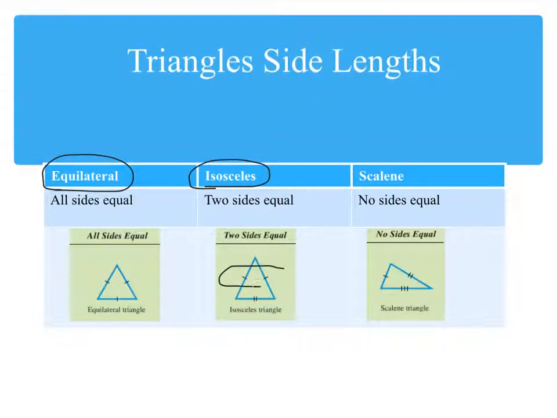When we use markings like that, when it has the same number of little dashes, that means those two sides are equal. And then this side here with the two dashes is not equal. And then finally we have a scalene triangle, and that's when no sides are equal. So that's why on this triangle you see a marking with one dash, a two dash, and a three dash.